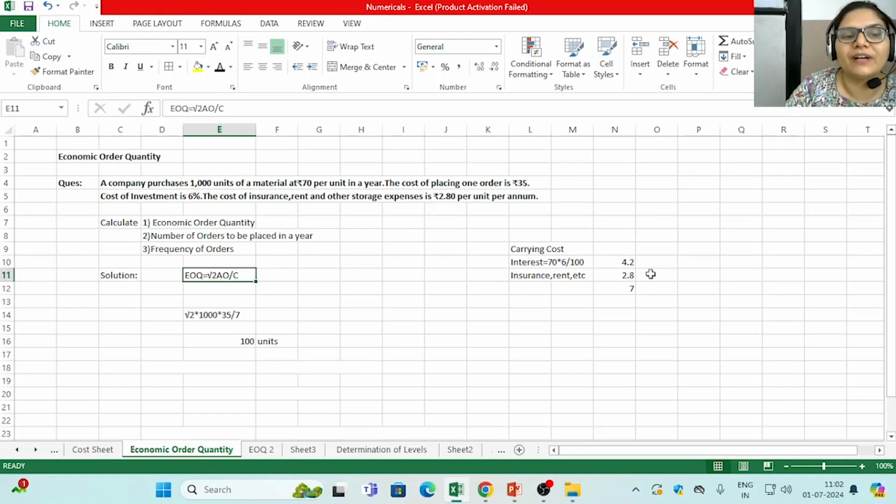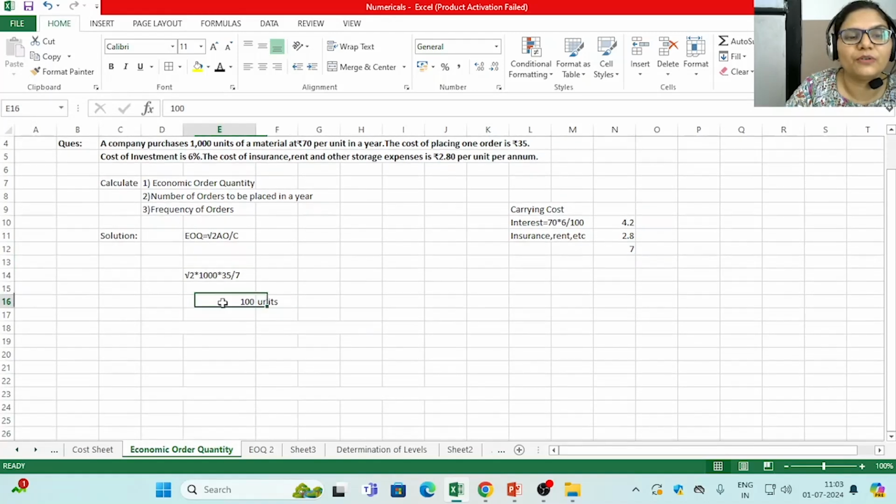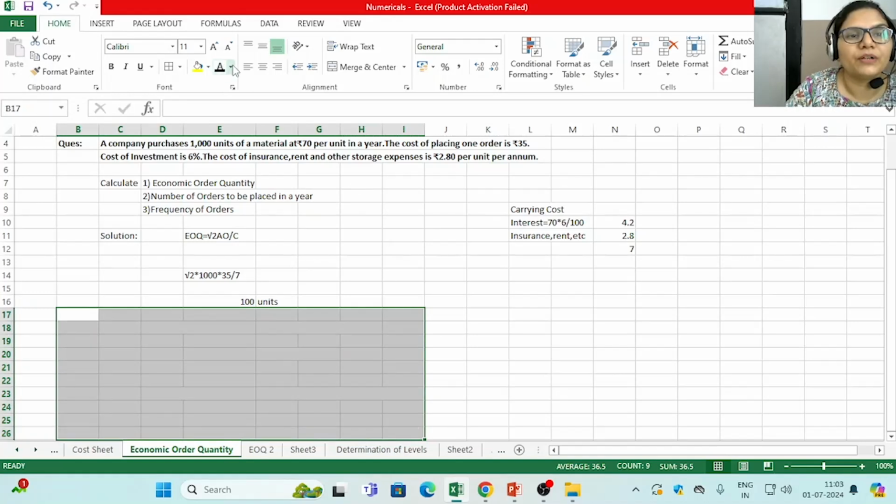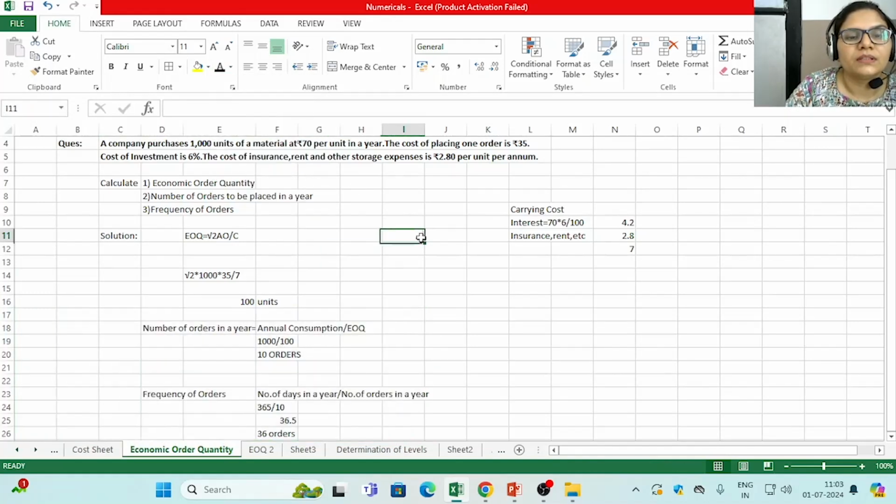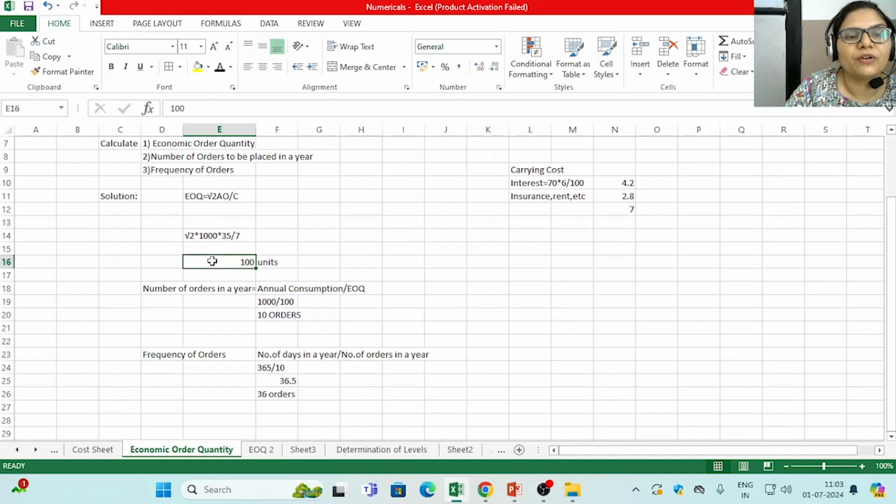So we will put this value in the formula under the value of carrying cost, that is 2 into 1000 into 35 divided by 7. C is your carrying cost, which has been mentioned in the formula and for which we have calculated the value of rupees 7. After calculation and taking the square root of these values, we will arrive at a value of 100 units, which is your economic order quantity.